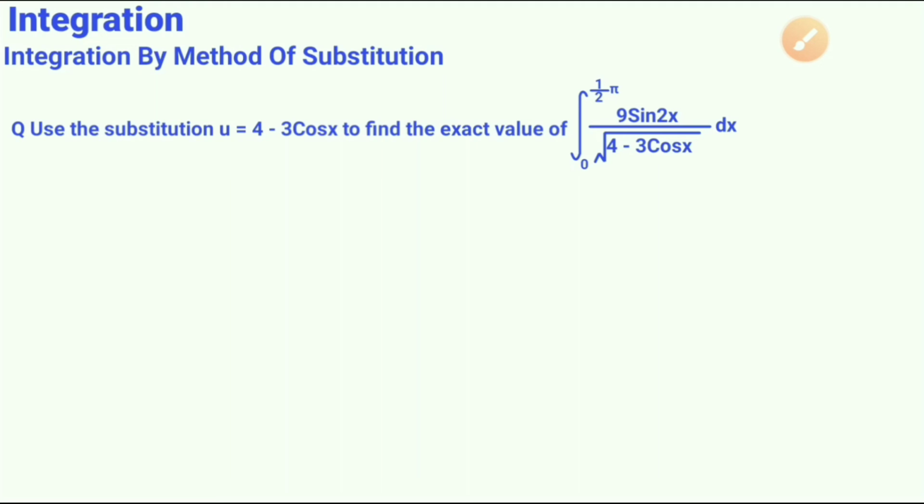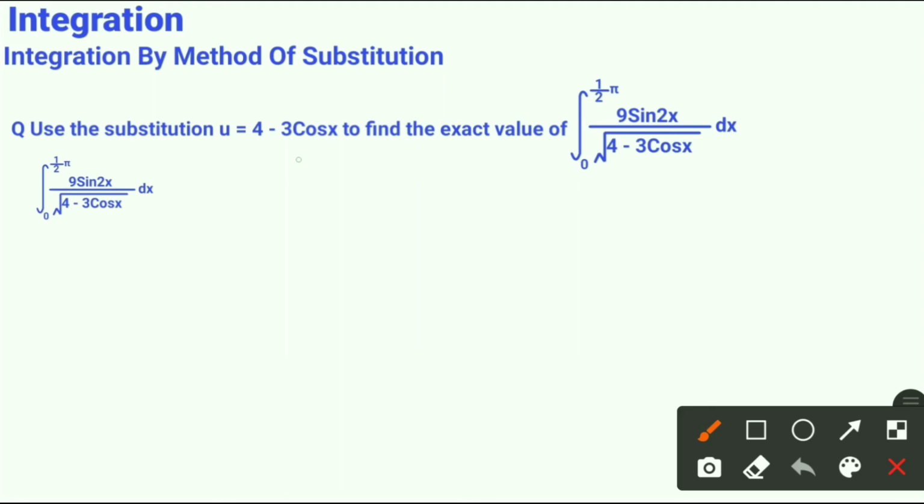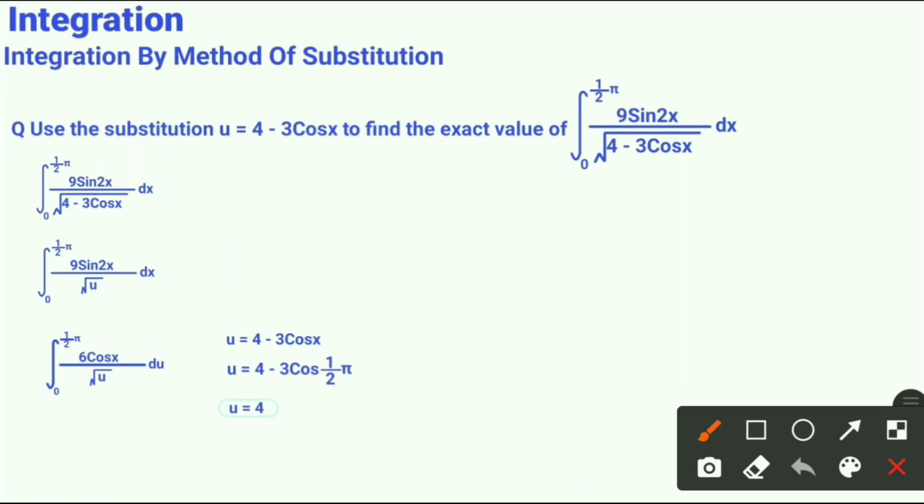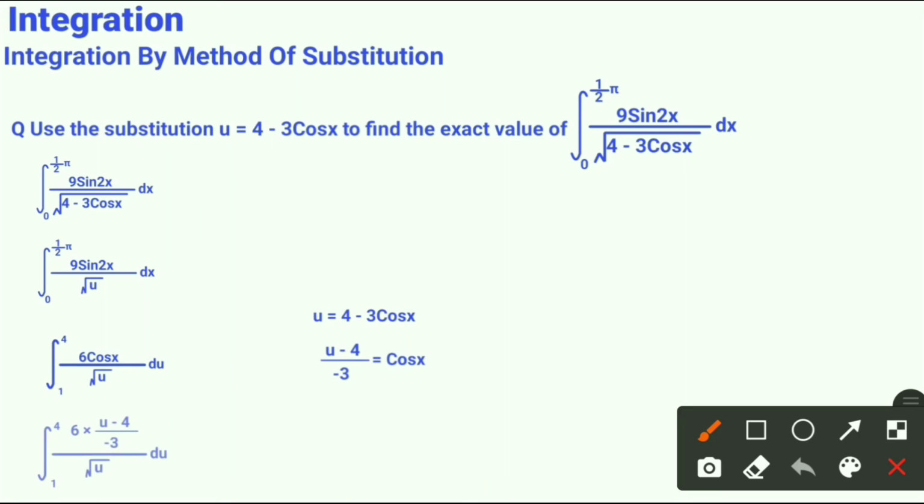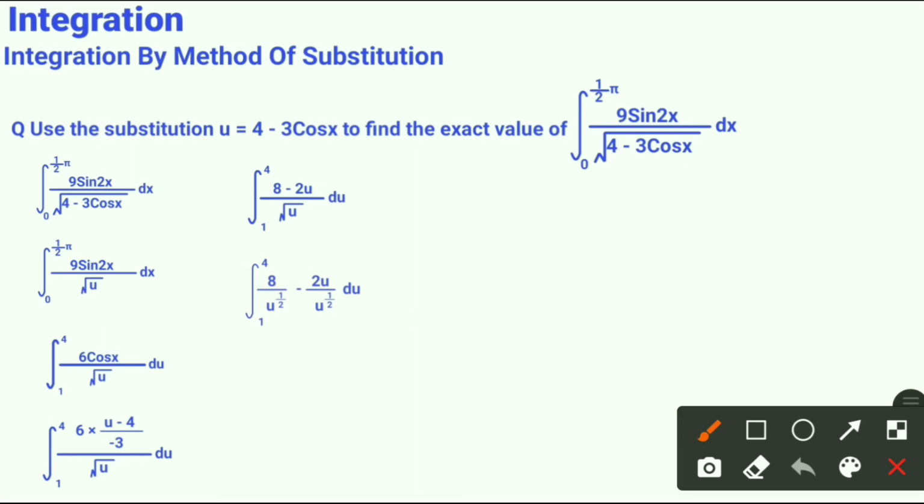Integration by method of substitution. Now we're going to do some questions. Using the substitution, u is equal to 4 minus 3 cos x. We did the differentiation, du upon dx, and then made the substitution. We're going to change the values. This is really important: the limits where you apply them would also change. Then substituting it, after the integration you put the limits and you get the answer.